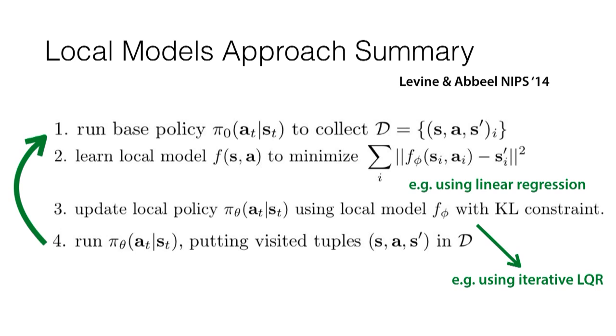One way that you can update your local policy is by backpropagating. If you actually have a simple model class, you can use something called iterative LQR, which is specialized to the setting where you have linear dynamics or time-varying linear dynamics, and a reward function that is quadratic or can be approximated as quadratic. I'm not gonna go into the details here, but you can learn more about it, for example, in this paper, Levine and Abbeel, NIPS 14, or in other resources as well. Okay, any questions before I move on to some results?